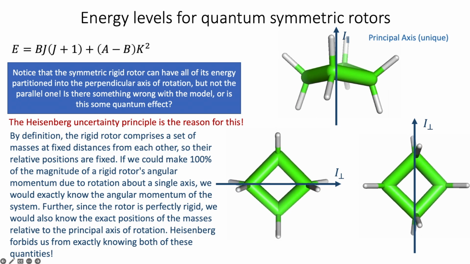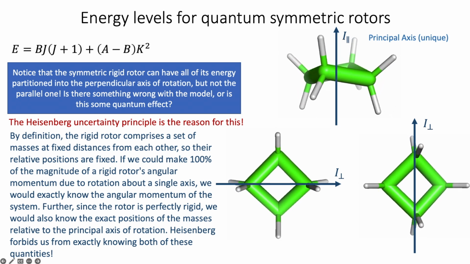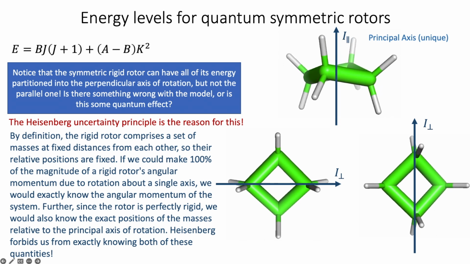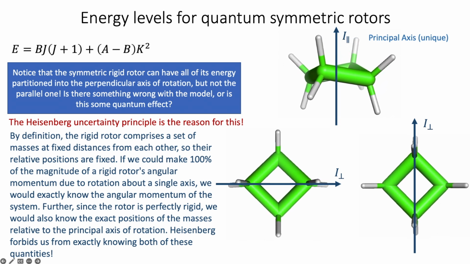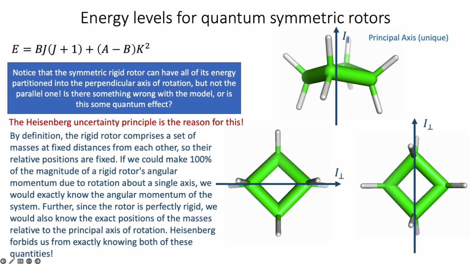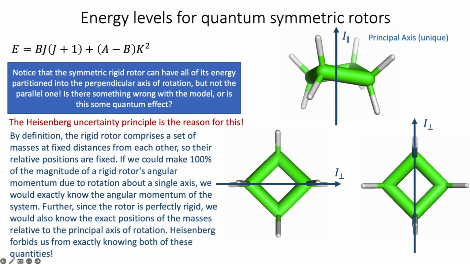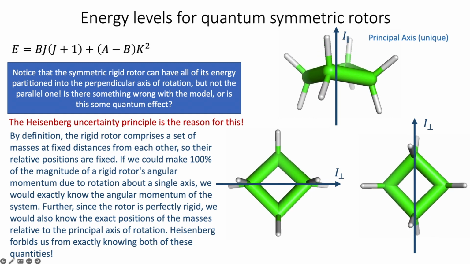So you don't have all the information because you can't have all the information. Heisenberg won't let us. So that's why it can be all in the perpendicular rotations, but it can't be all in the parallel rotation, because there's only one. There's only that one principal axis, so it can't be all there. And I think that this is fascinating, that it comes back to the Heisenberg uncertainty principle. And that just emerged from the mathematics, right? We didn't put that in there. It just came out of it.